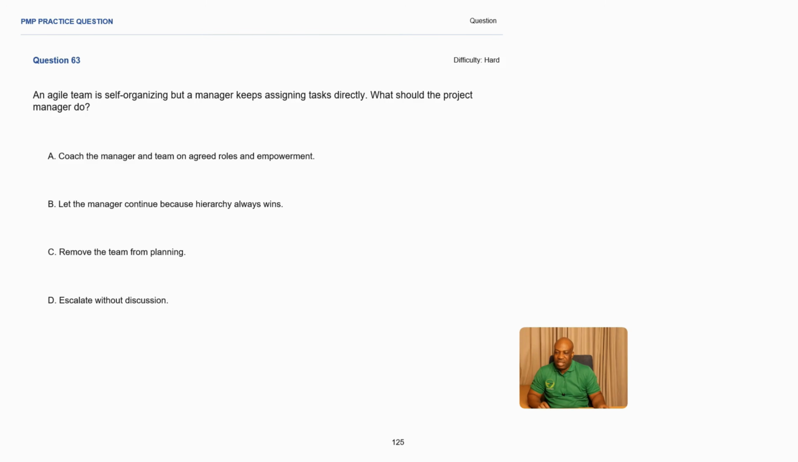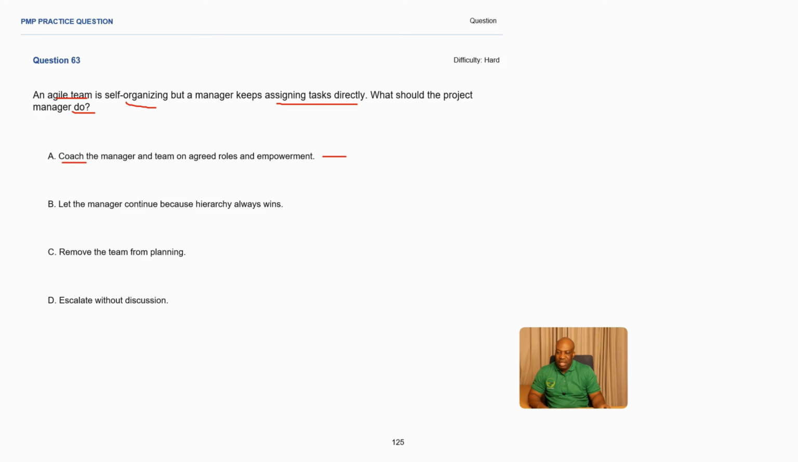Practice question number 63. An agile team is self-organizing, but a manager keeps assigning tasks directly. What should the project manager do? So we have a problem here. We have an agile team that is self-organizing, but the manager is still assigning tasks, which means the manager is behaving as if this is a predictive environment. What should the project manager do? Okay, A: coach the manager and team on the agreed roles and empowerment. This makes sense. You want to coach them more on the agile activities.